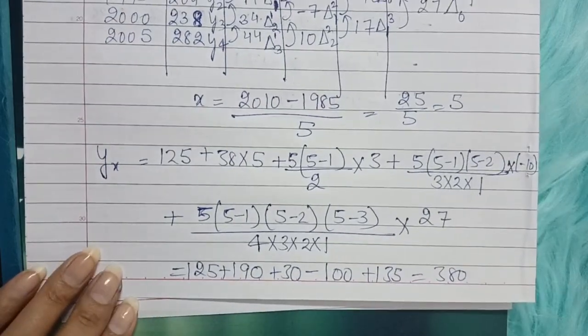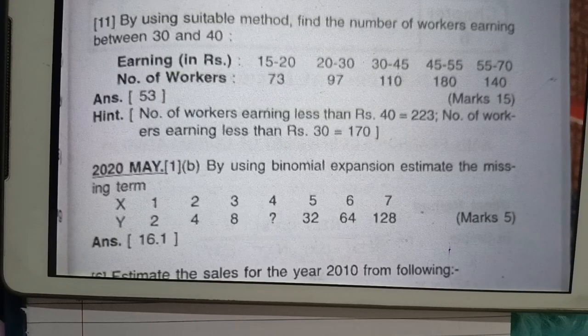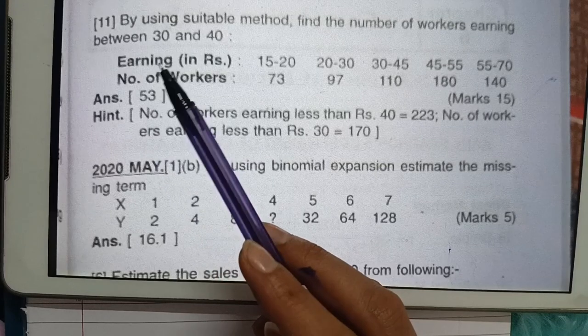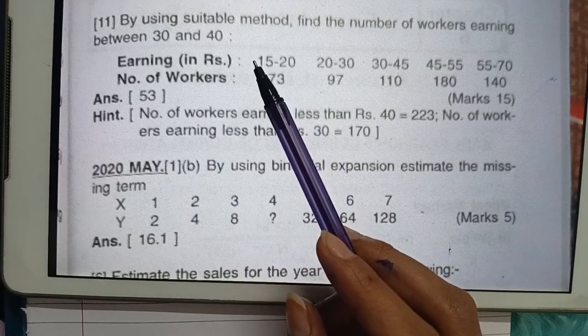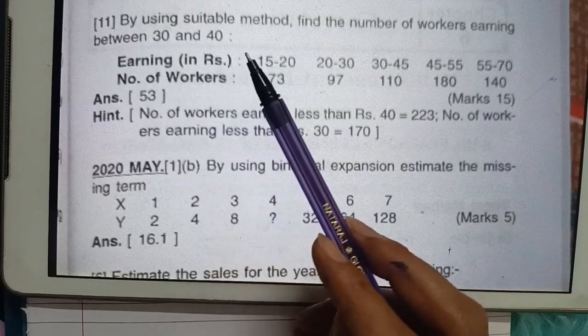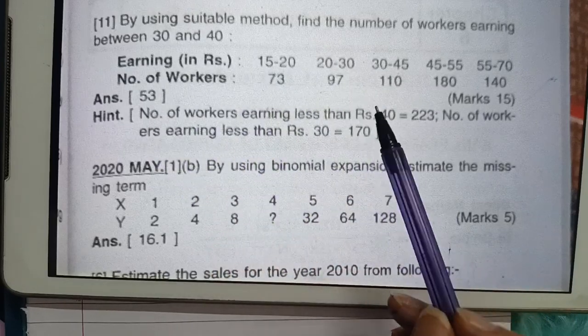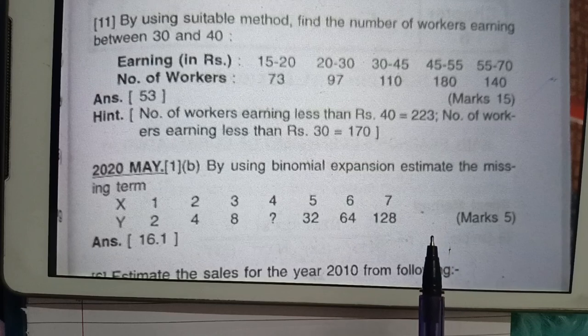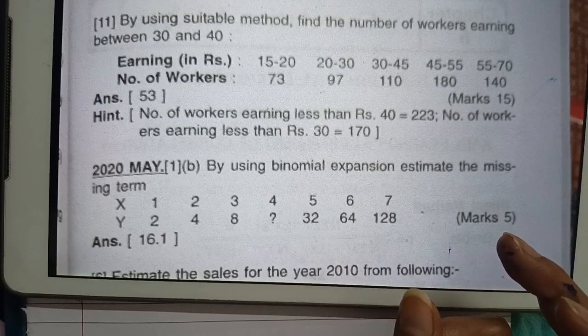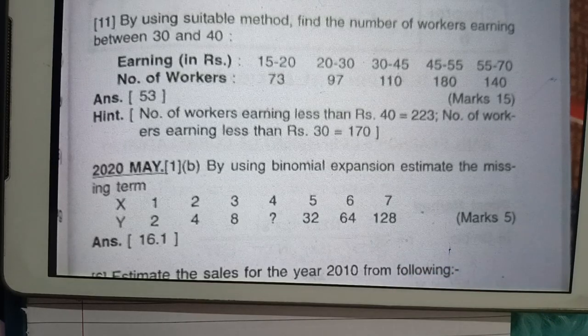Okay, so now we have the next question, that is 2019 May 11th question, that is also 15 marks. By using a suitable method (the method's name is not mentioned here), find the number of workers earning between 30 and 40. So in this question we are using the Lagrange method, because that would be the best one when you have to calculate something in between. Okay, so let me write down the question.